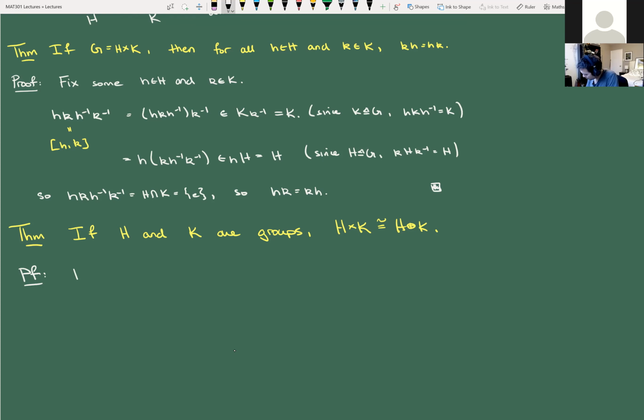So let's say we define phi, and I'm going to take it from the external direct product, which remember is the set of tuples H comma K, and I'm going to map it to the internal direct product. The way I'm going to do this, the reason why I say the naive thing, is I'm just going to multiply the two elements together.